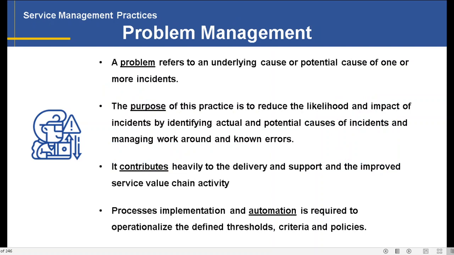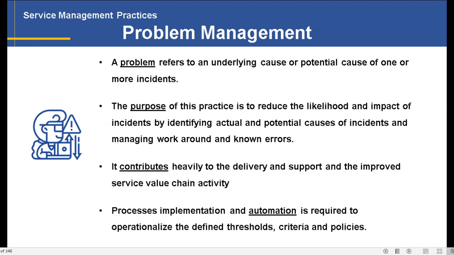The next one is problem management. First of all, a problem refers to an underlying cause or potential cause of one or more incidents. Now, problem management is a key practice that can elevate the service provider from a purely break-fix mentality and improve customer perception. The purpose of this practice is to reduce the likelihood and impact of incidents by identifying actual and potential causes of incidents and managing workarounds and known errors.